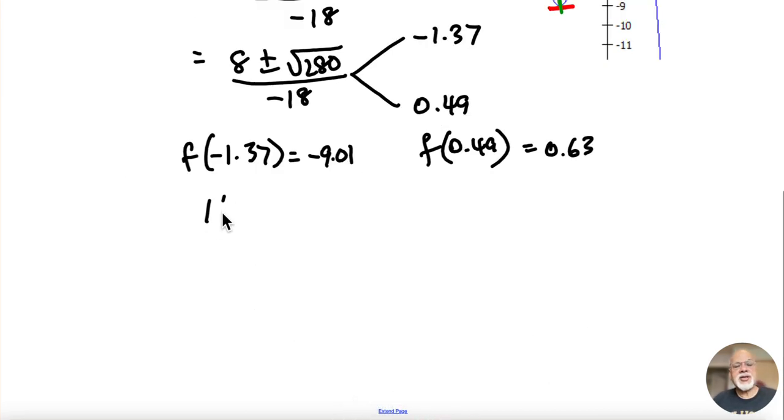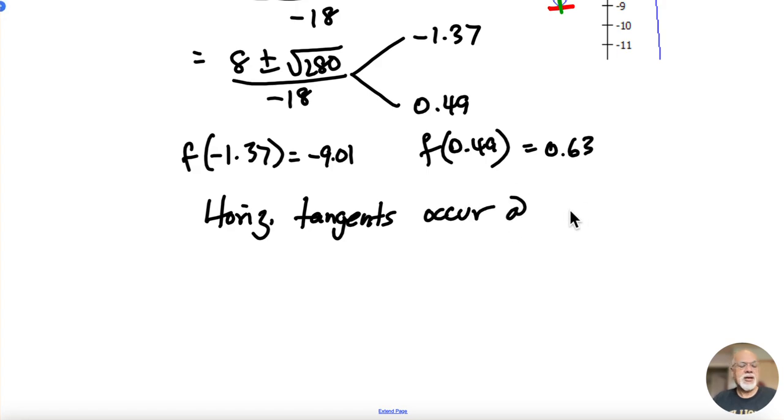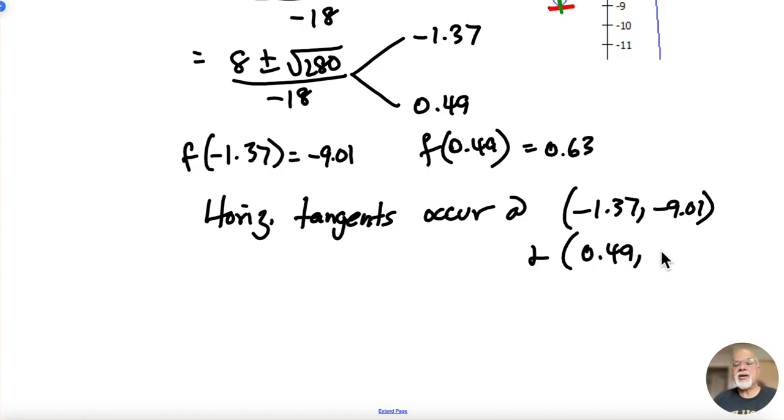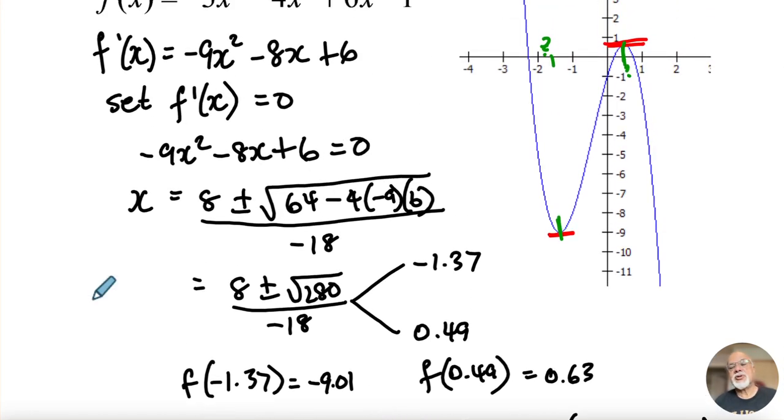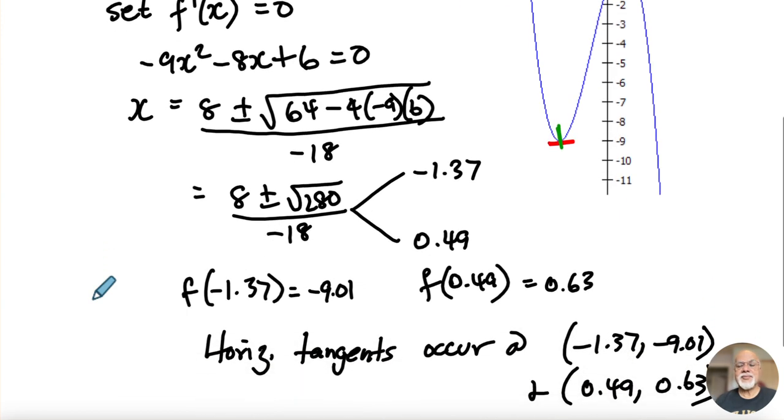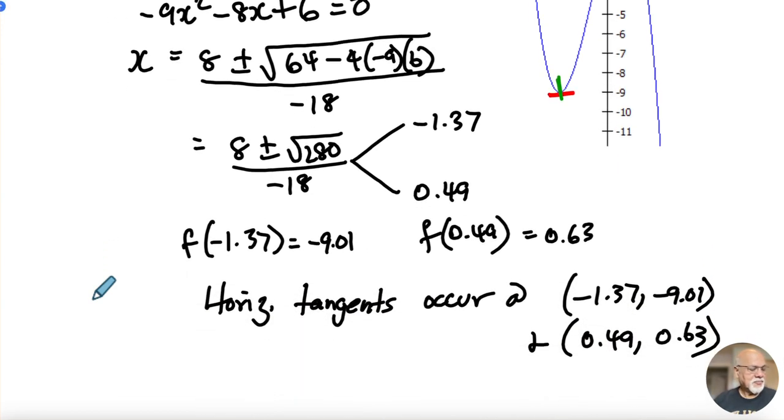And so, to answer the question, horizontal tangents occur at negative 1.37 and negative 9.01, and 0.49 and 0.63. And if you look at the graph up there, it seems to correspond to that.